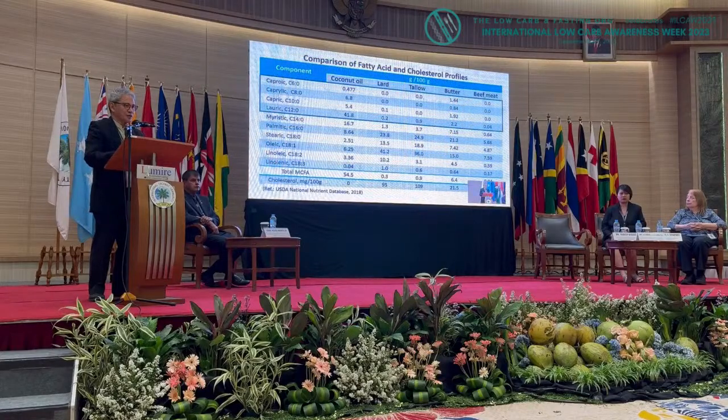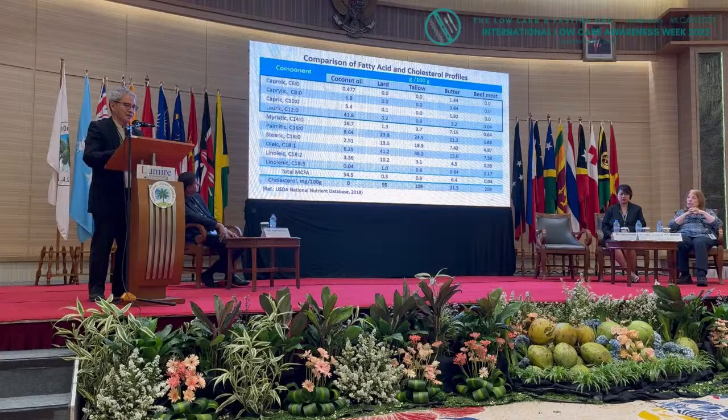Now, if you compare coconut oil with other common comparators, you have lard, tallow, butter, beef meat, you can see that coconut oil is really unique in the fatty acid profile, where it is highest in the amount of medium chain fatty acids. Lard, tallow, butter, beef meat hardly have any medium chain fatty acids. So the total medium chain fatty acid is given there at the second to the bottom row. And then another important aspect is that coconut oil really has no cholesterol. It's 0 milligrams per 100 grams cholesterol, while the others have quite high levels of cholesterol.